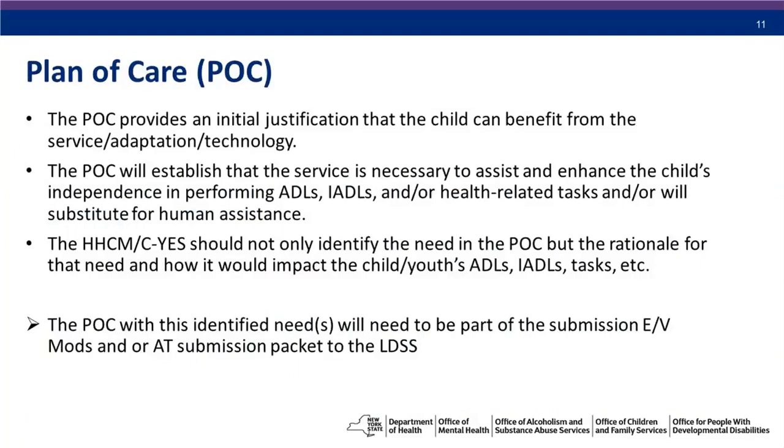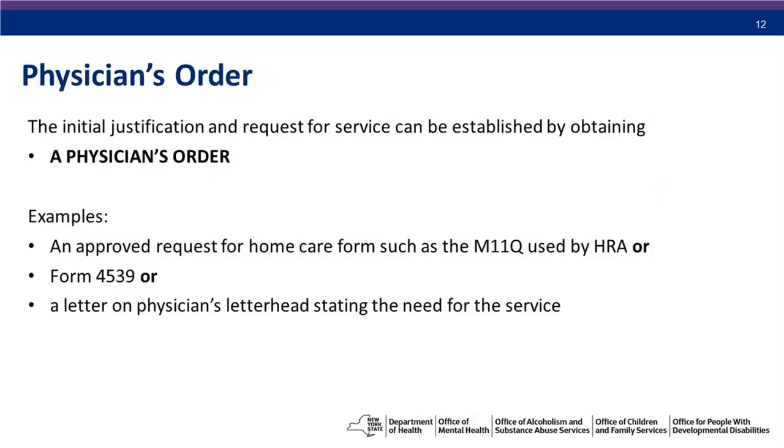So the plan of care, again, is just going to review those steps and some of the components in those steps. The plan of care is the initial justification that the child needs the benefit or service. It also establishes that the service is necessary to enhance the child's independence, and Colette talked about the importance of the services previously. The care manager or CES coordinator should not only identify the need in the plan of care, but also a rationale on how it would impact the child's ability to achieve enhanced ADLs, IDLs, or tasks. The plan of care is also submitted along with additional forms when it goes to the LDSS, and that's in a slide further along.